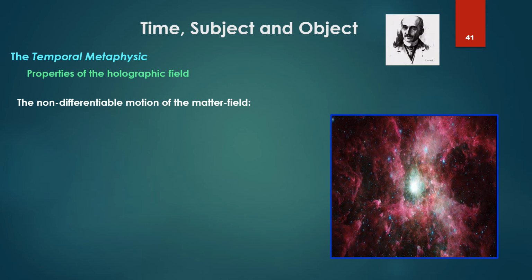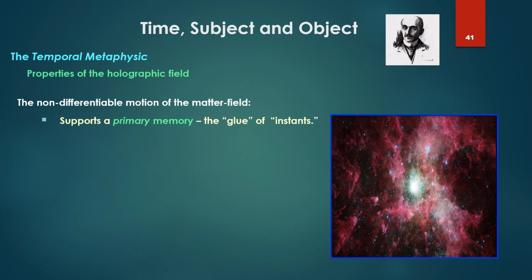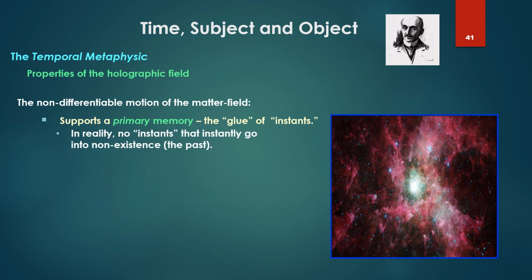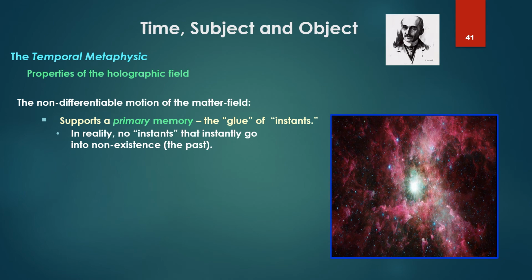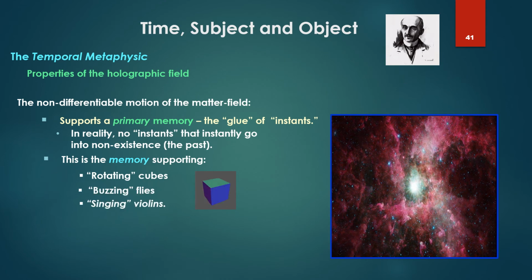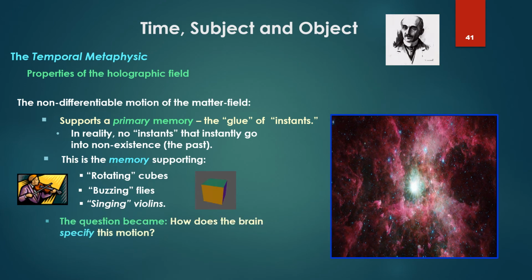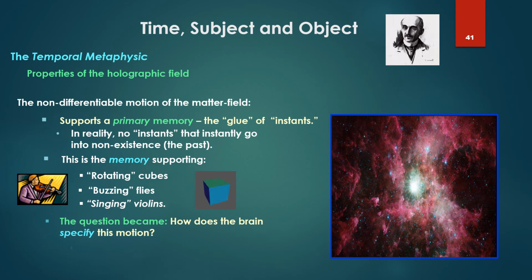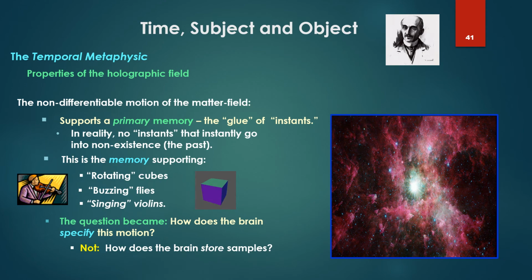This non-differentiable motion of the matter field, or indivisible motion, supports a primary memory. It's the glue of the instants, because in reality, there are no instants that instantly go into non-existence. The past as the present arrives. This is the memory supporting rotating cubes, buzzing flies, singing violins, etc. The question became, how does the brain specify this motion? Not how does the brain store static samples and then try to integrate them.